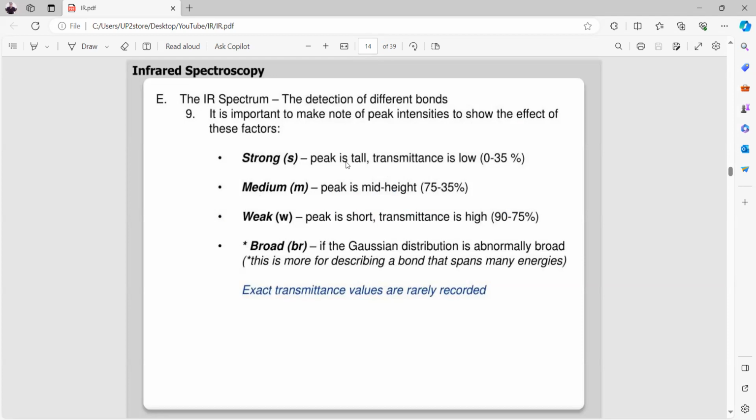A strong peak is tall, and transmission is low, from 0 to 35%. A medium peak is mid-height, 75 to 35%, and a weak peak is short, with transmission high, 90 to 75%. Broad can be described as such if the Gaussian distribution is abnormally broad. This is more a description of a bond that spans many energies. Exact transmittance values are rarely recorded.